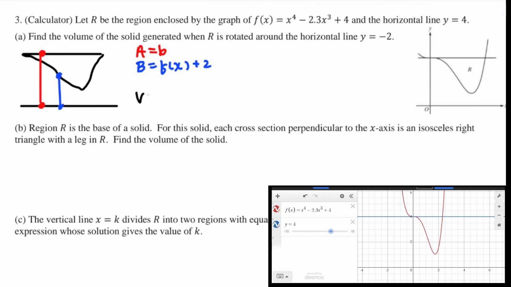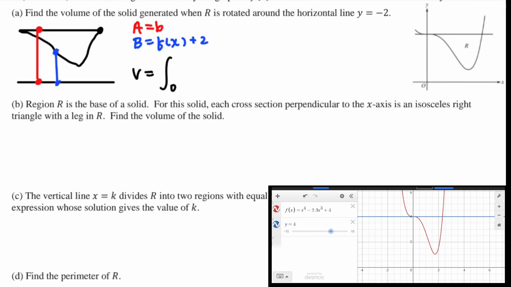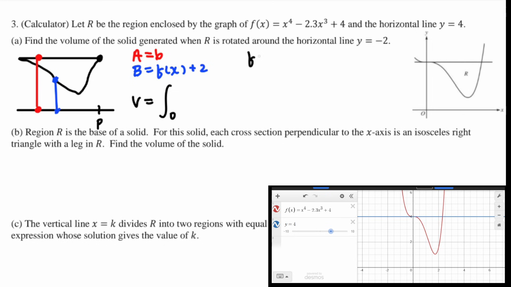And then I'm going to say volume is going to equal the integral from x equals 0 to x equals the intersection point, which I'm going to have to find out here in a second. But it doesn't say anything about that place. We've got x equals k, so I won't use that letter. I'm looking ahead to see what other letters are in this problem. I already used capital B. Maybe I'll call it P or something. Okay, so what is a, so f of x equals 4.